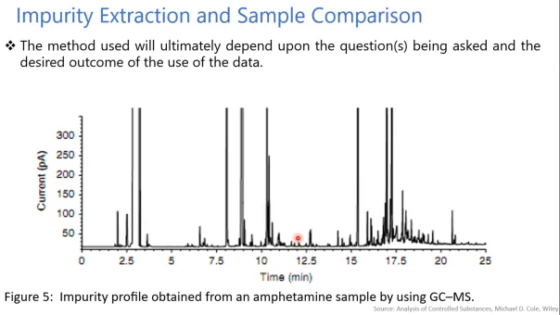Then this is the particular chromatogram for the impurity profiling obtained from the amphetamine sample using GCMS. Okay, so the method used will ultimately depend upon the questions being asked and the desired outcome of the particular use of the data. Okay, so this is all about amphetamine.